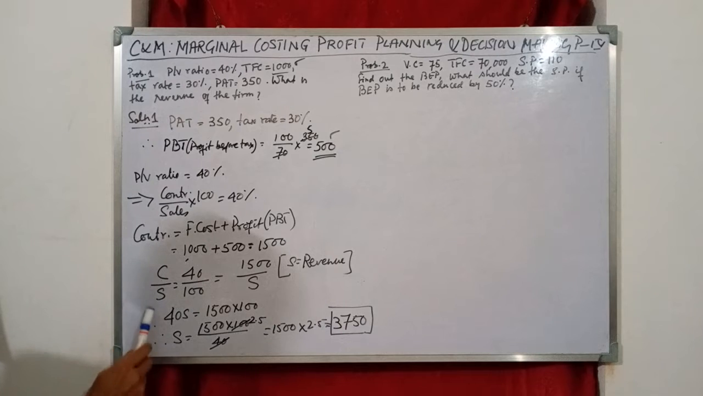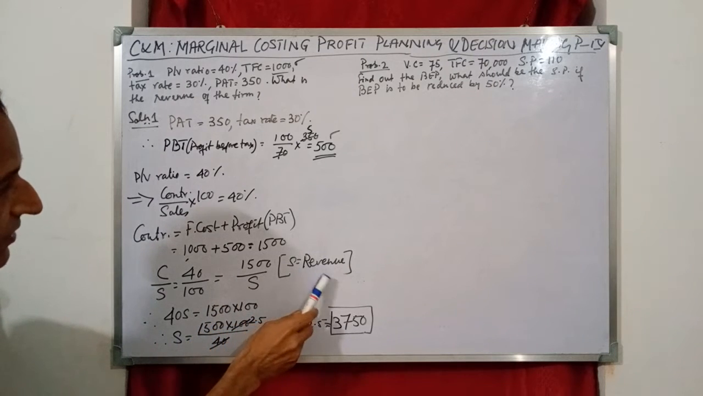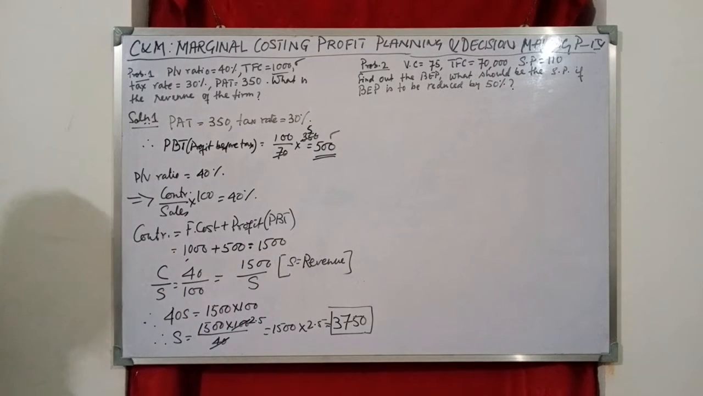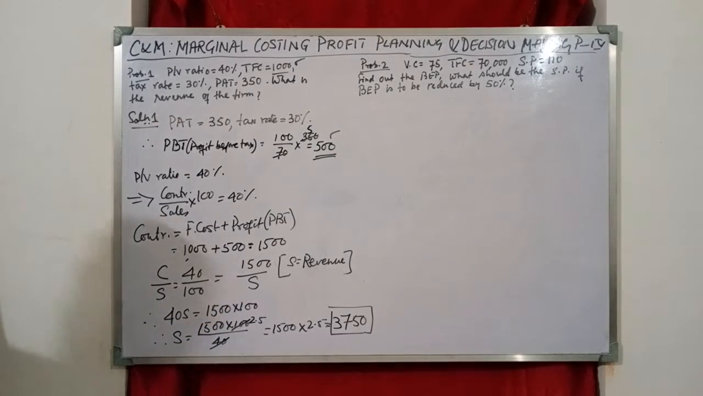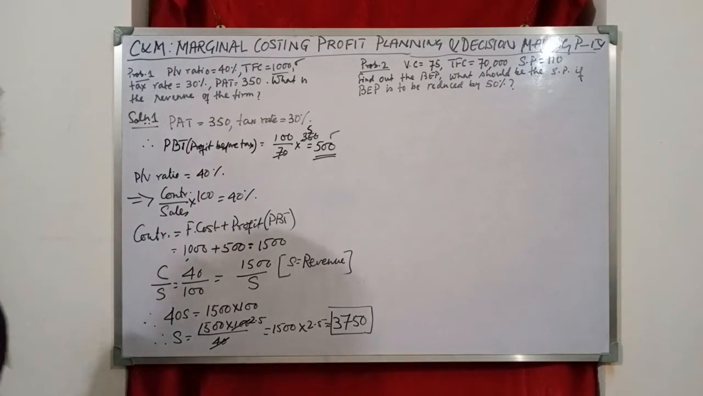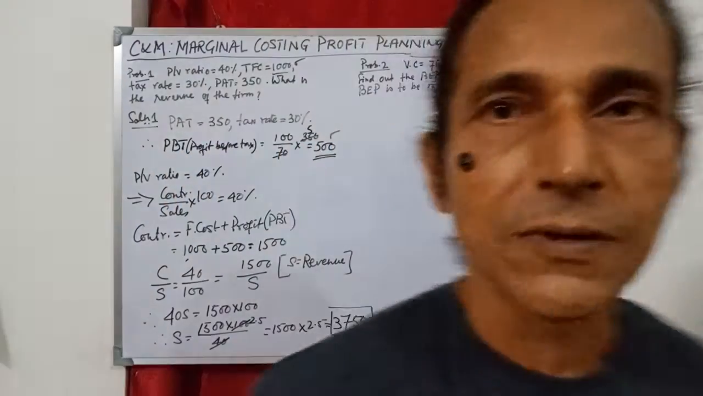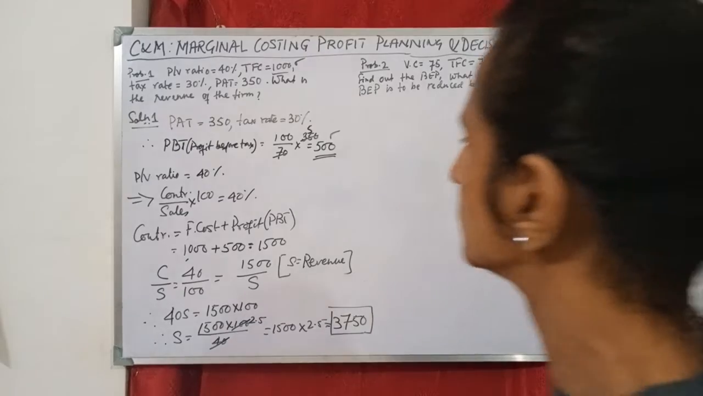Now C by S, that is contribution by S, equals to 40 by 100 equals to 1500 by S, when S is the revenue. Therefore 40S equals to 1500 into 100. Therefore S equals to 1500 into 100 divided by 40 equals to 1500 into 2.5, that is 3750. So problem 1 is solved. Now let's get into solution of problem number 2.